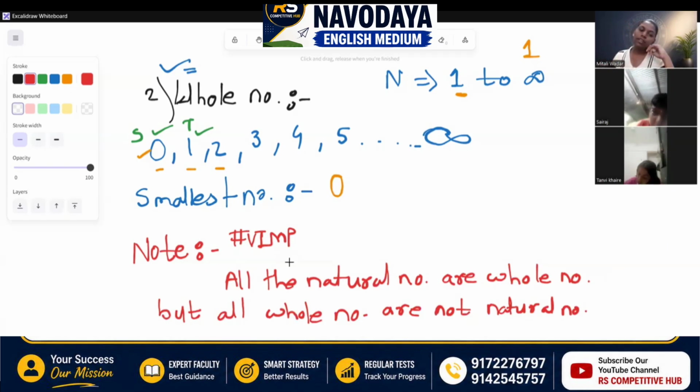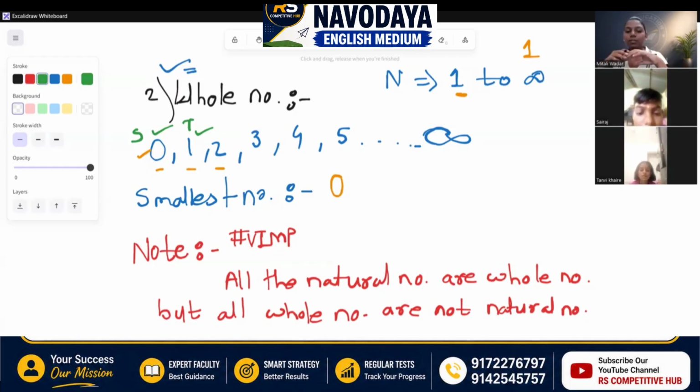Okay. And you will have to justify this sentence. A question like this can also arrive. The note is: all the natural numbers are whole numbers, but all the whole numbers are not natural numbers. If you're done with the writing, please let me know. Then we will see the explanation for this note. Are you done with the writing part? Yes, ma'am. What about Sairaj? Yes.